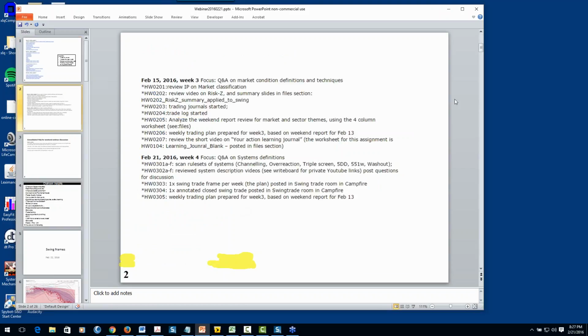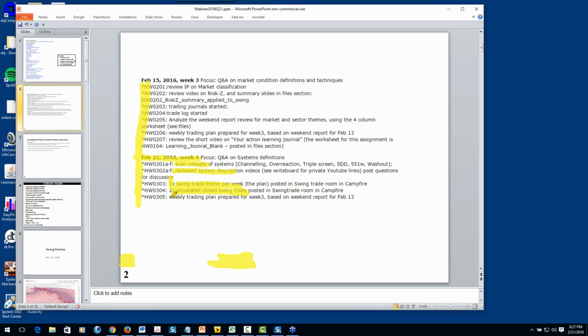Next up is homework. So let's just take a look at some of those. These were all the things that we did in the past 2 weeks. Oh, I should have had the 24th on there. I want to make sure that you've scanned the rule sets and reviewed the system descriptions. I want you to try to organize one swing trade frame this week. So I'm just going to roll the February 21st homework forward 1 week. And then I want you to annotate one closed swing trade if the signal to close it occurred for you.